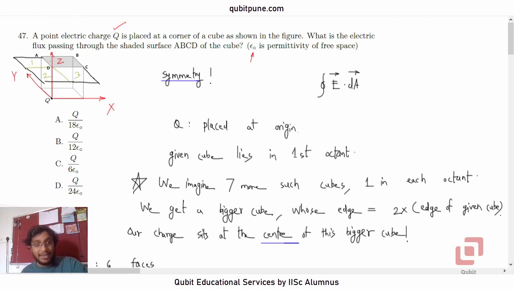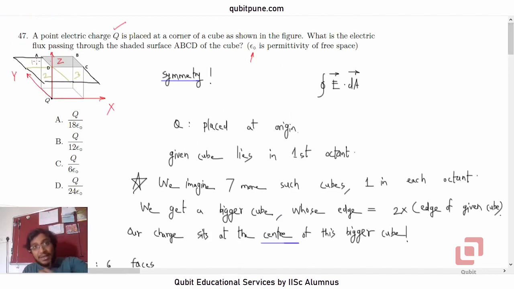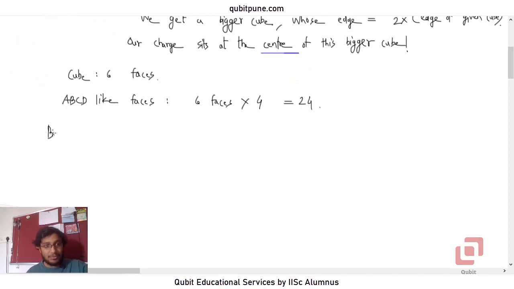So although it has 6 faces, ABCD-like faces will be 24. Why? Because each face of the larger cube, the bigger cube, is made up of 4 of such faces. Now we can apply Gauss law for the bigger cube. Why can we apply Gauss law? First of all, because we have now got a closed surface.